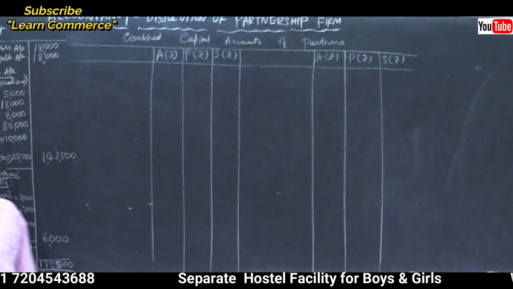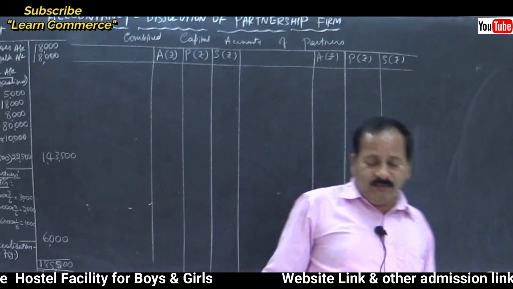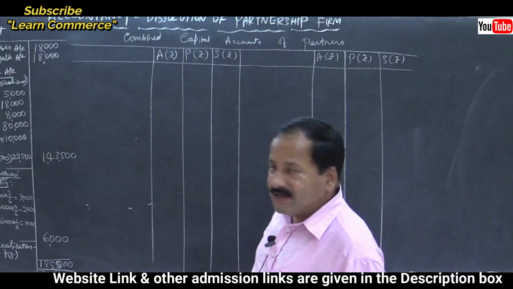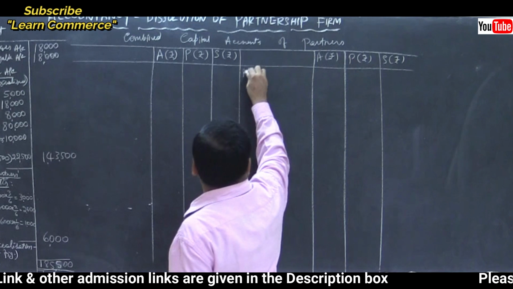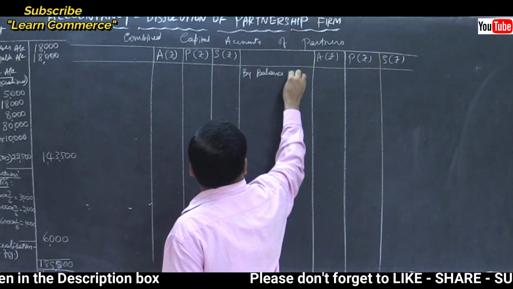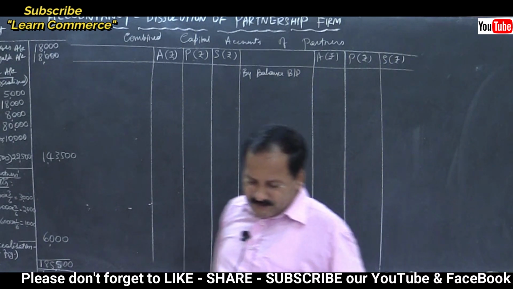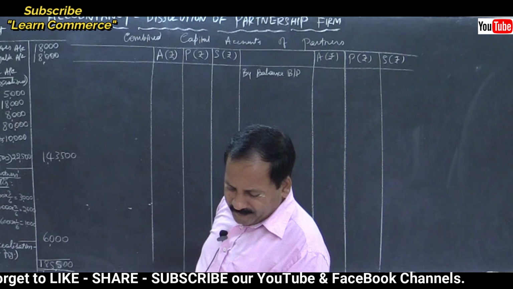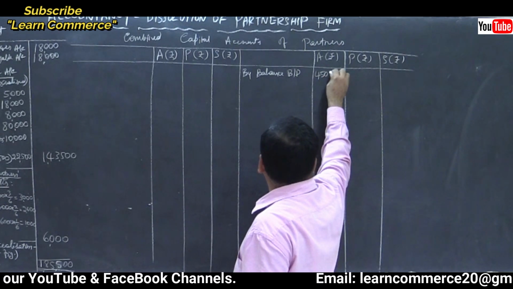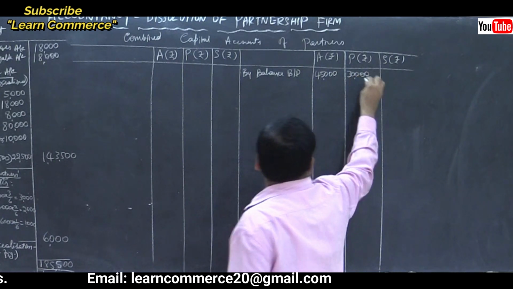Now let us start with the balance. Capital account always shows which balance? Credit balance. By balance brought down. How much is it? That is 45, 30 and 15.